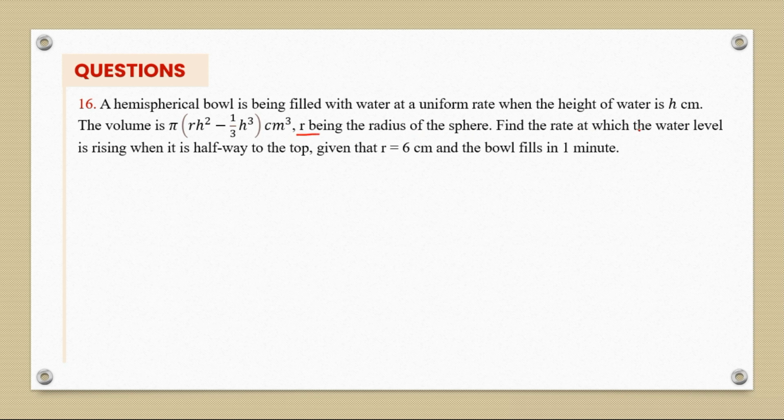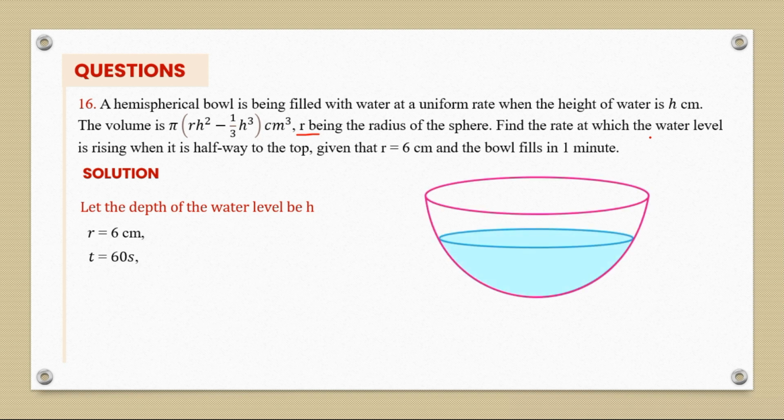Then find the rate at which the water level is rising when it is halfway to the top, given that r is 6 centimeters. So r is the radius of the bowl, and the height of water is being represented by h. So we're going to let the depth of the water level be h as we've been given. And then we can say that r is 6 centimeters, and we've been told that the bowl fills up in 60 seconds. So let's sketch the bowl right here.